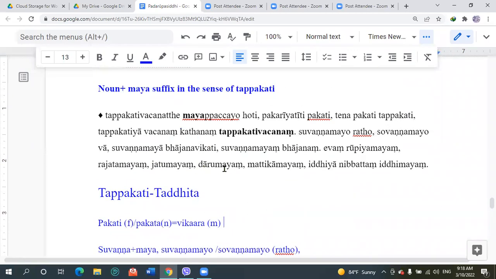Suvanena, okay, what is Vikara? What is Pakati? What is Pakata? Suvanamayo Rato. So the chariot made of gold. Made of gold. This chariot does not exist originally. So this is made of gold.